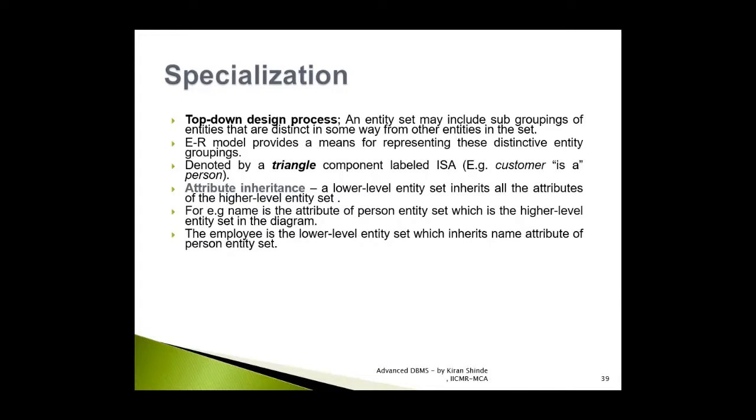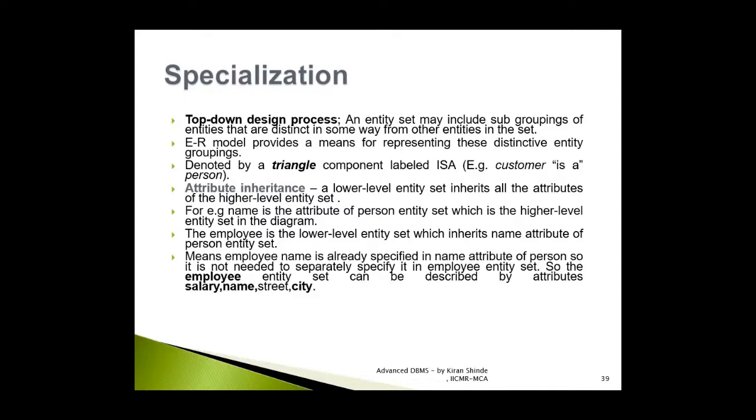The same explanation is there in this particular line. The employee is the lower level entity set which inherits the name attribute of the person entity set. It means employee name is already specified in the name attribute of person, so it is not needed to separately specify it in the employee entity set again. The employee entity set can be described by the attributes salary, name, street, and city. Like this, we can avoid the presence of the same attribute in both entity sets, the parent entity set and the child entity set.